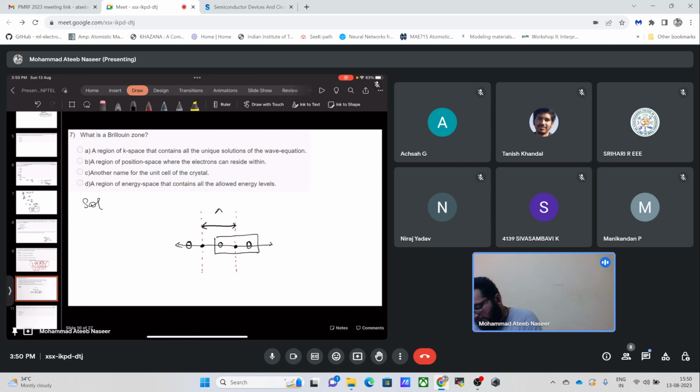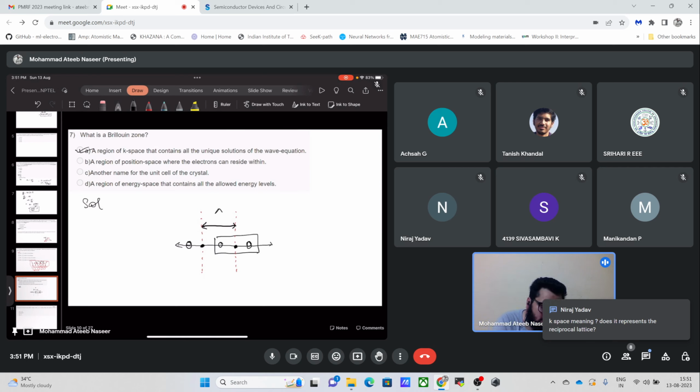So the simple answer to this would be option A, because the rest of the options, a region of position space where electrons can reside and another name for the unit cell, are not matching. The only option relevant to the Brillouin zone is that it is a region in K space containing the solutions to these wave equations. And you can draw this Brillouin zone for a 2D material as well.